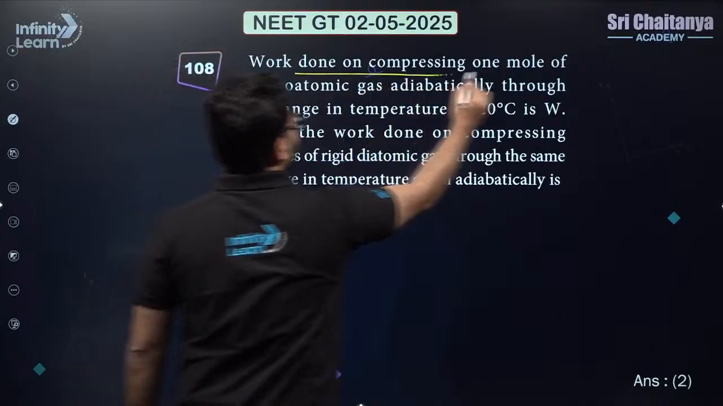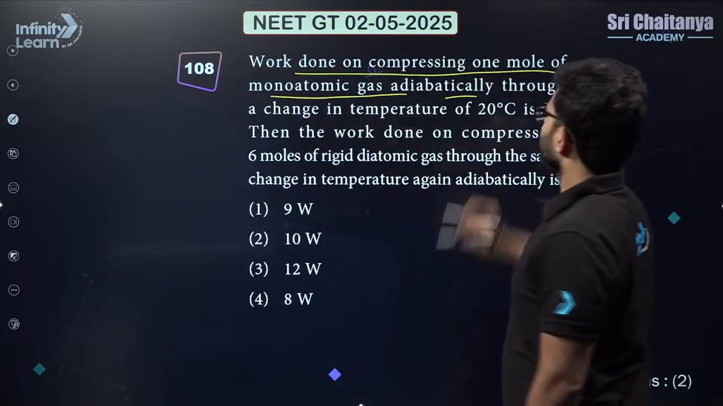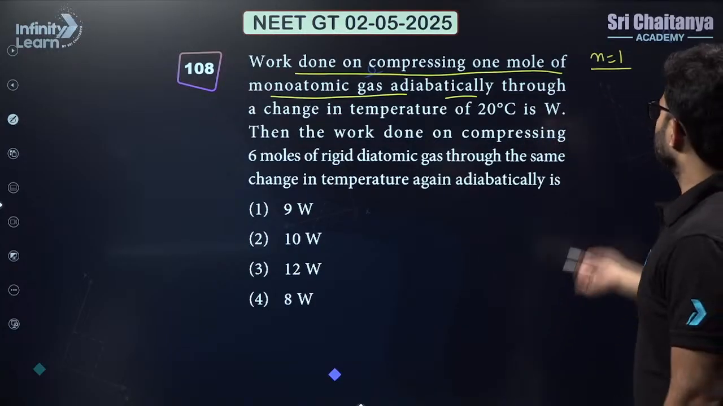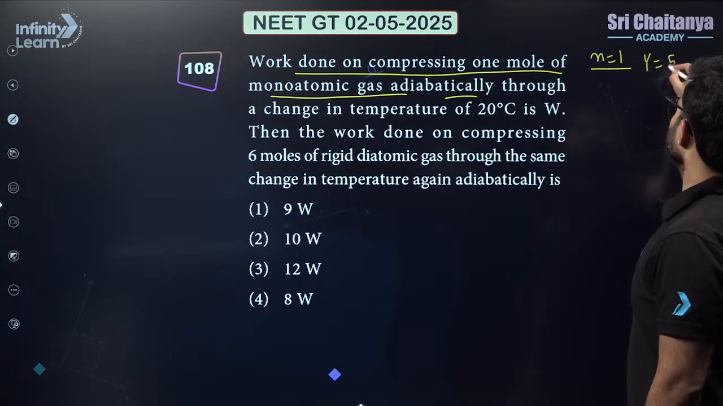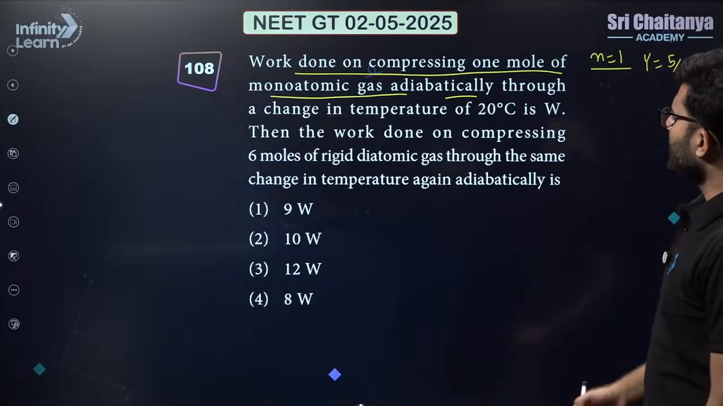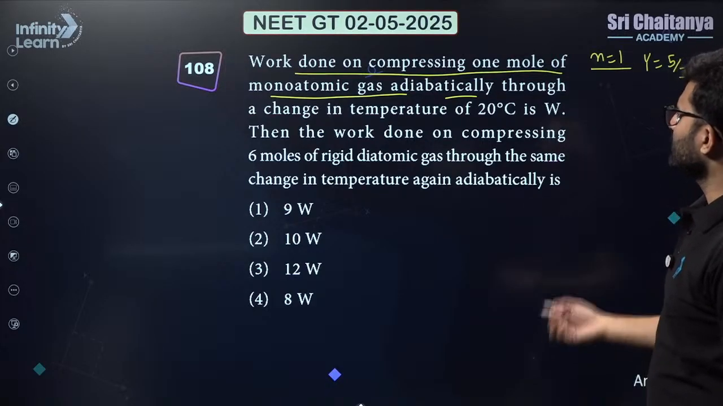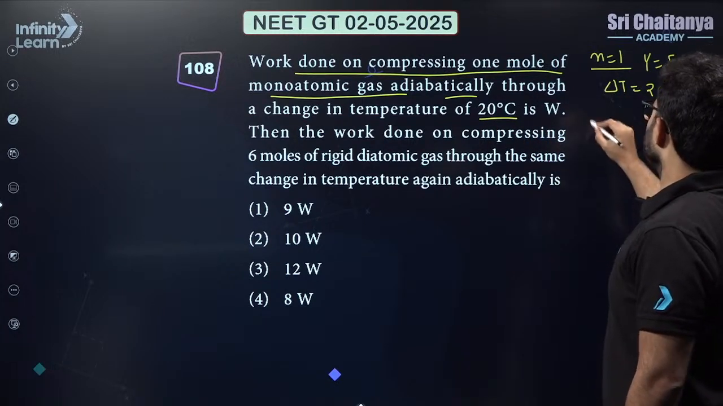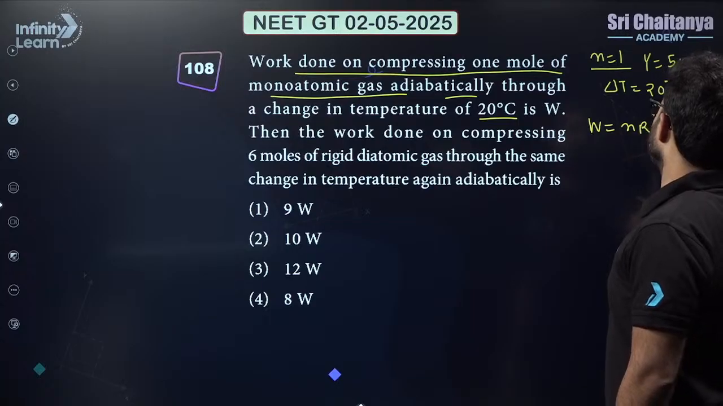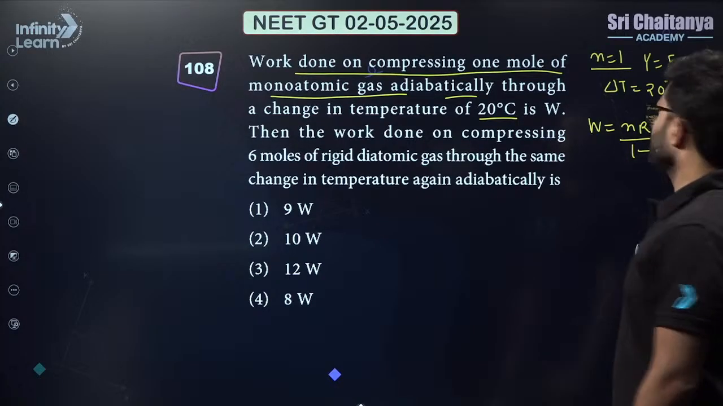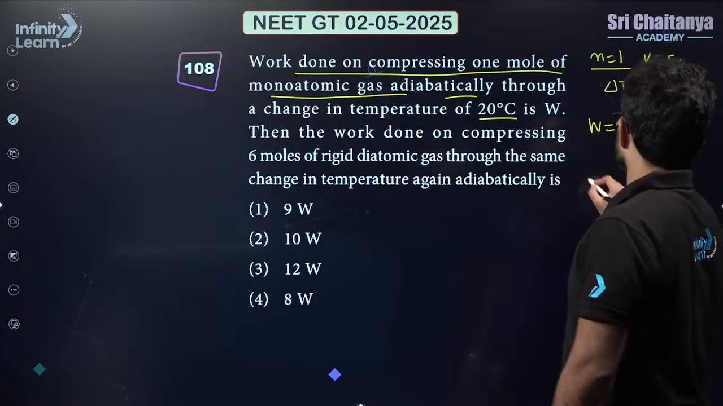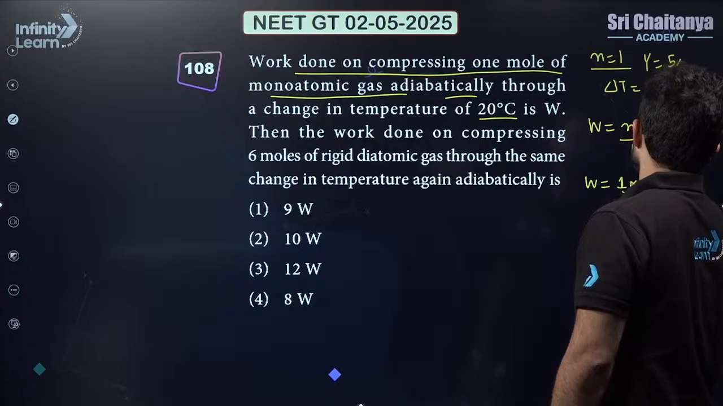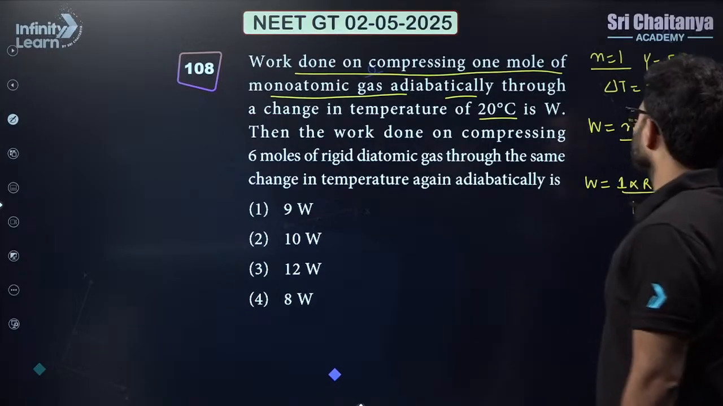Work done on compressing 1 mole of monoatomic gas adiabatically. So we have 1 mole of gas. We are compressing it. That is a monoatomic gas, so gamma is basically 5 by 3. Adiabatic compression is happening through a change in temperature of 20 degrees Celsius. So delta T is given to you, which is 20 degrees Celsius. Work done is W. So what is work done? Work done is nR delta T divided by 1 minus gamma. That is the work done in adiabatic process. So W is equal to n, which is 1, R, delta T is 20, divided by 1 minus 5 by 3. That is my W.